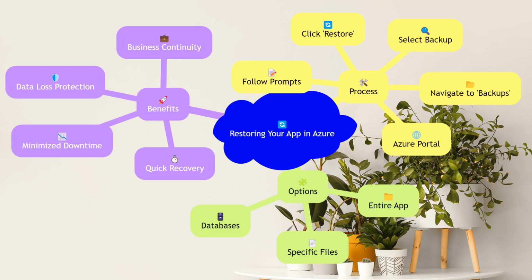Restoring your app from a backup is a straightforward process in Azure App Service. In the Azure portal, navigate to the Backup section of your app service and select the backup you want to restore from. Click Restore and follow the prompts to complete the restoration process. You can choose to restore the entire app or specific components, such as files or databases. Restoring from a backup can help you quickly recover from data loss or corruption, minimizing downtime and ensuring business continuity.